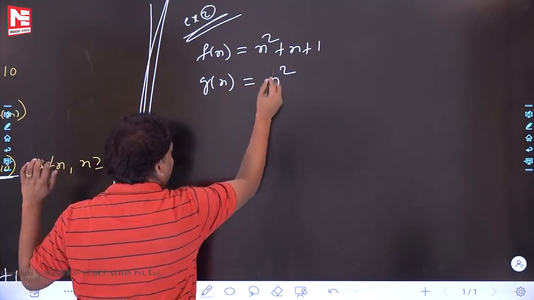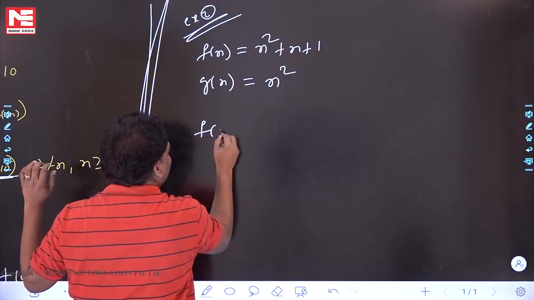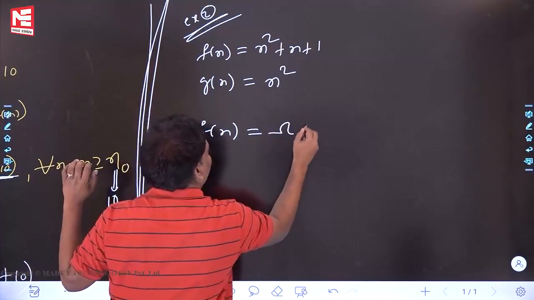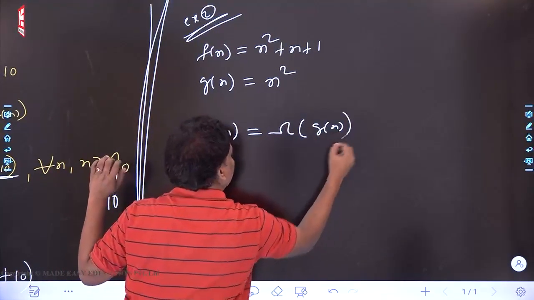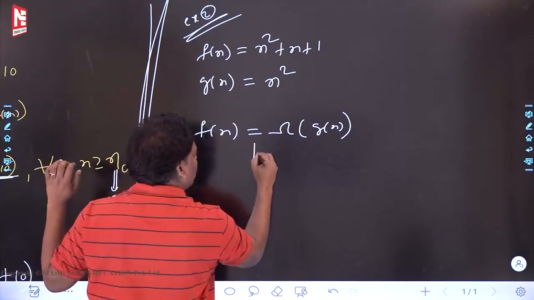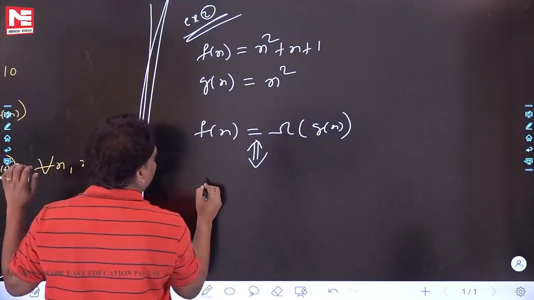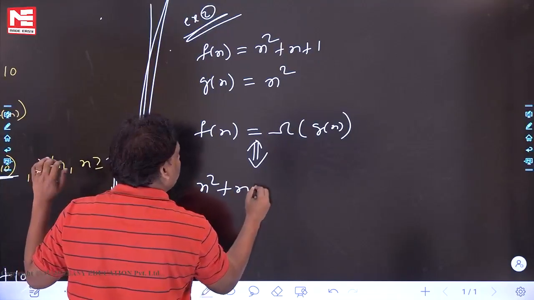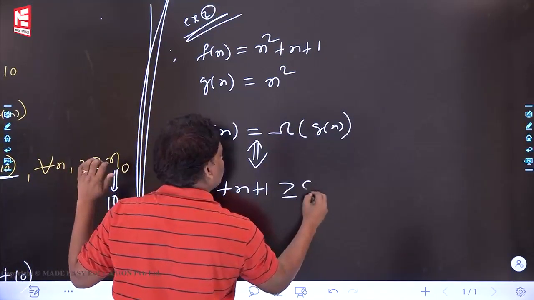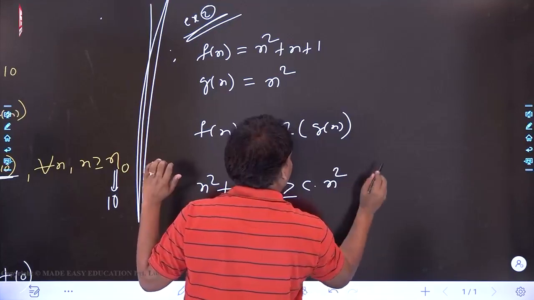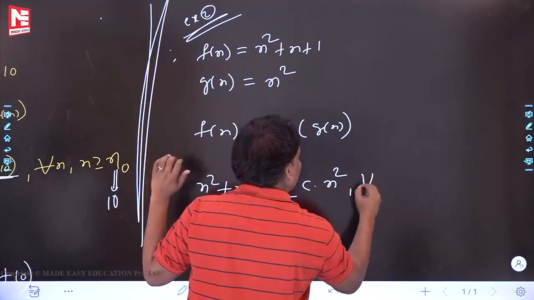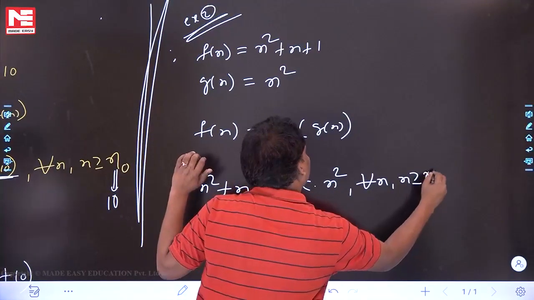By seeing these two, I want to prove f of n is equal to omega of g of n. If you want to prove it, what is the condition you have to satisfy? This is the condition. What is the f of n? n square plus n plus 1 is greater than or equal to some c into g of n, which is n square, for all n where n is greater than or equal to n0.